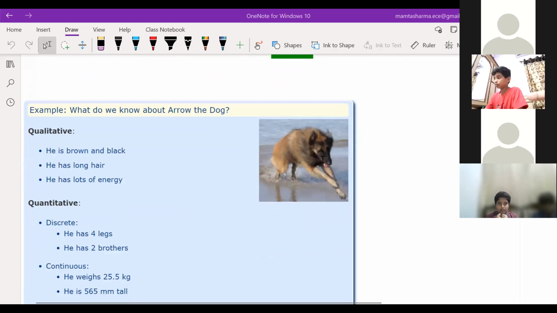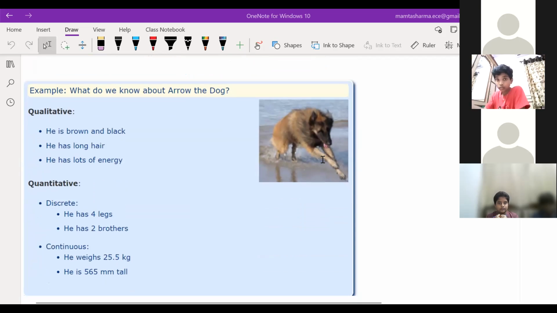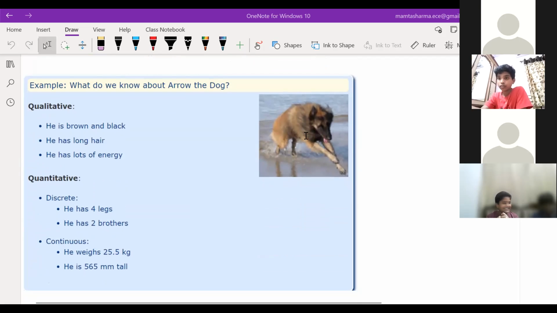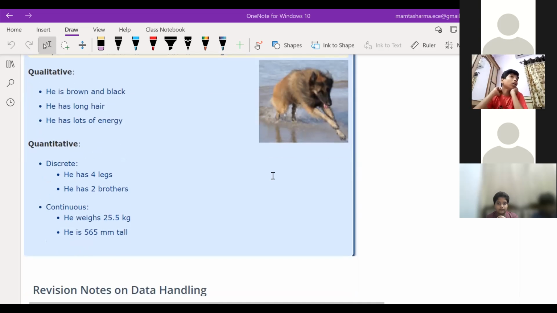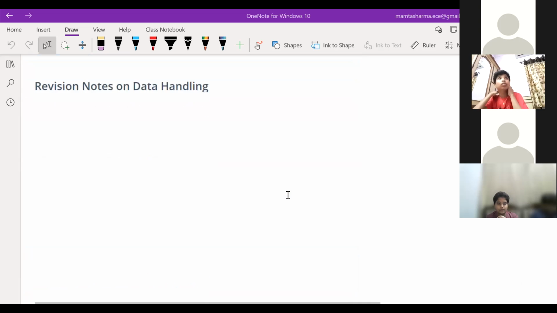See, just simply to learn what is the data, just see this picture. Here one dog is given. So the data is: he is having 4 legs, he is having 2 brothers, his weight is 25.5, he is 5'6" tall. When we are talking about the information about the dog, all these will show the data, the data related to the dog.